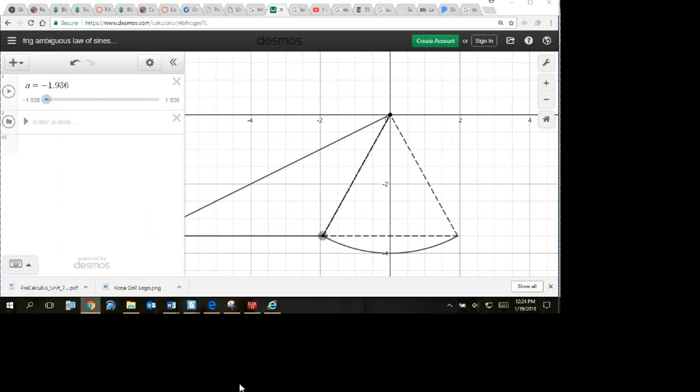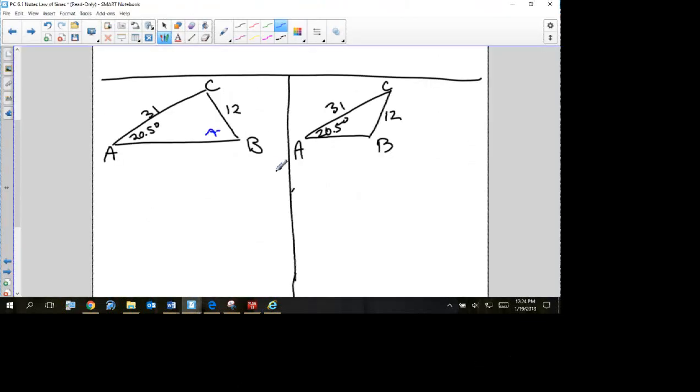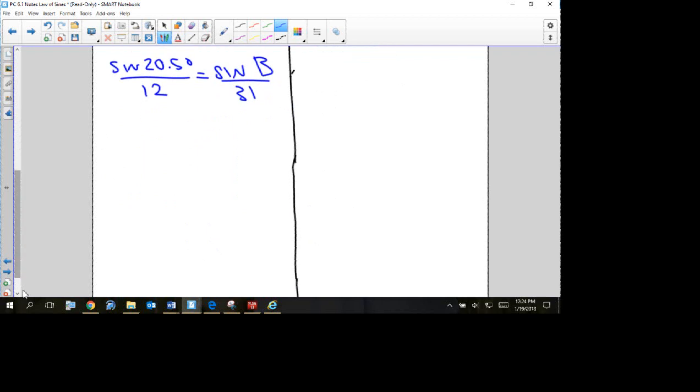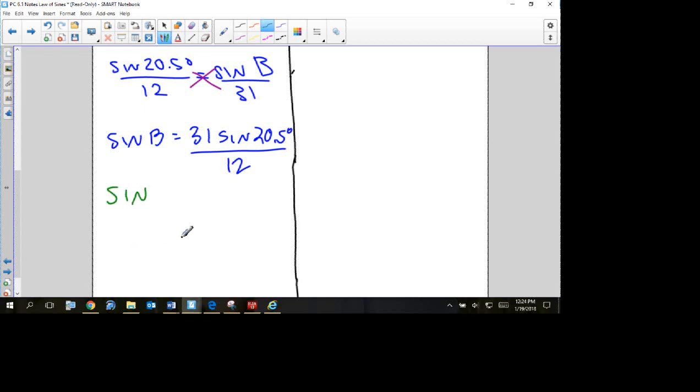We start with our first case where B is acute, and we're going to solve for B. We will set up sine 20.5 over 12 equals sine angle B over 31. Cross multiply. I'm doing it a little bit fast. You're going to get that the sine of B is equal to 31 sine 20.5 divided by 12. So that's how you solve for sine B. But then we need to get rid of sine so we just get B, so you do sine inverse. And you guys type that in your calculator.